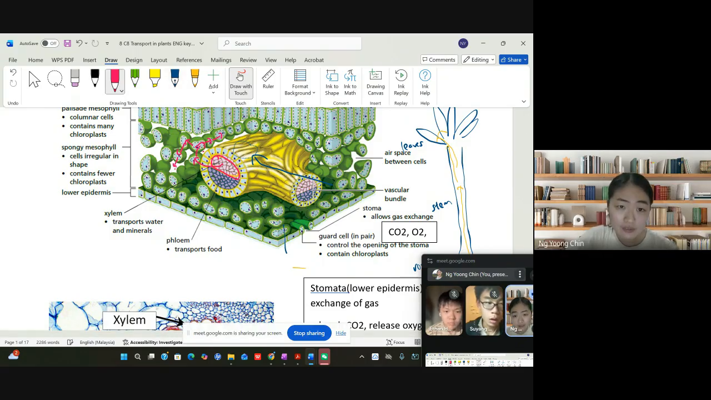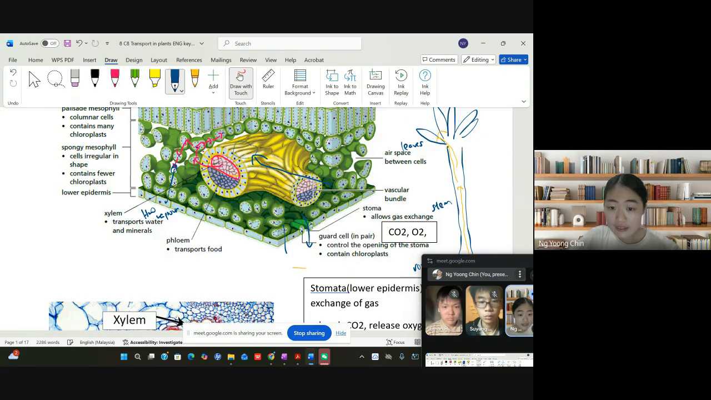Maybe I can just put a blue color here. So just remember, if they reach an airspace, they become water vapors. Imagine that inside the airspace there's a lot of water vapors, and it is in the gas form. So what will they do?